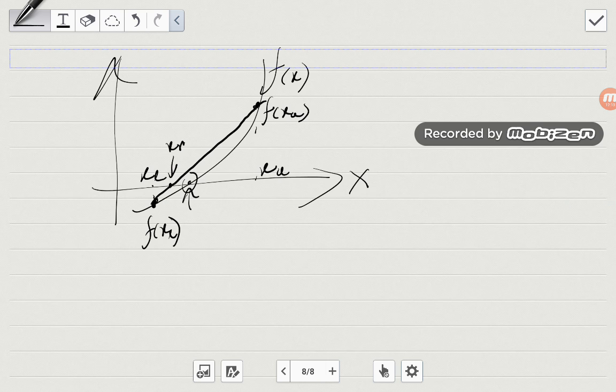And then what we do is we take this value and we draw a second straight line over here, and then we calculate this value. This is our next xr. So we keep doing this until we are close enough to the root that it serves whatever purpose we are looking for.